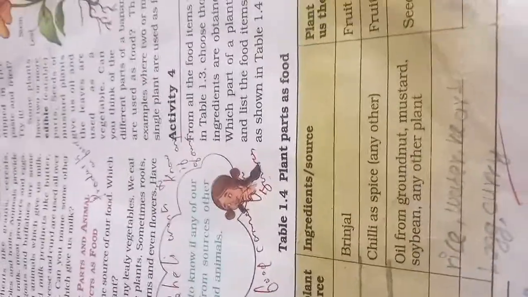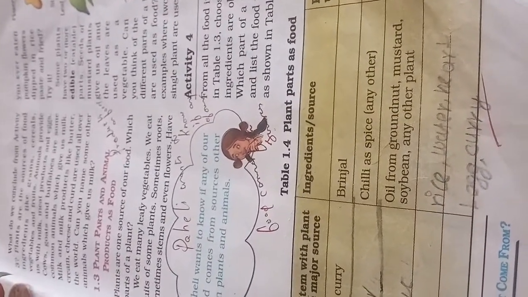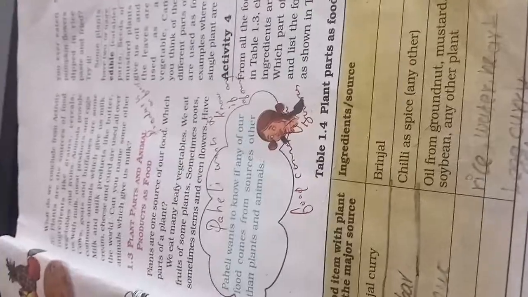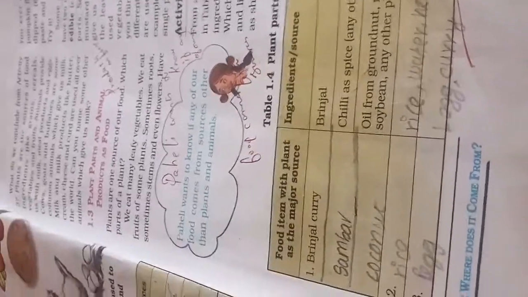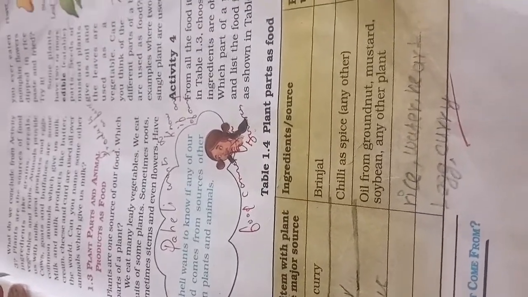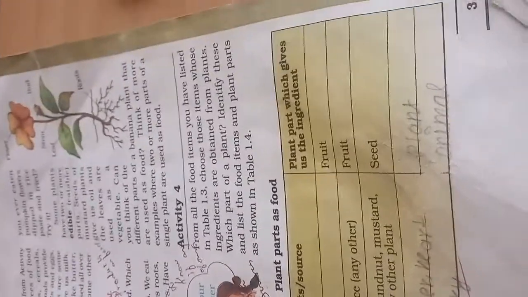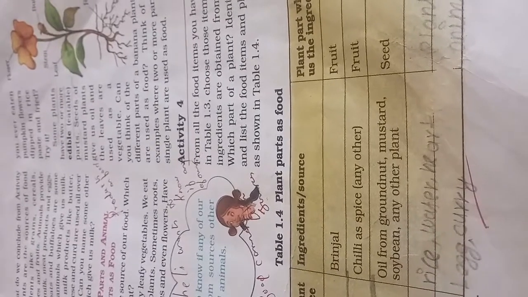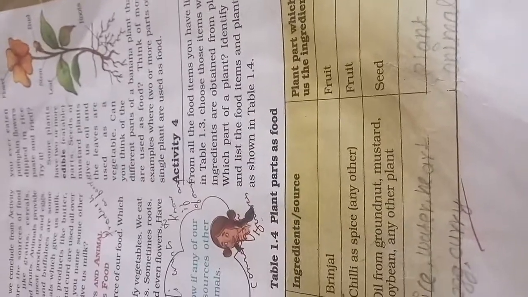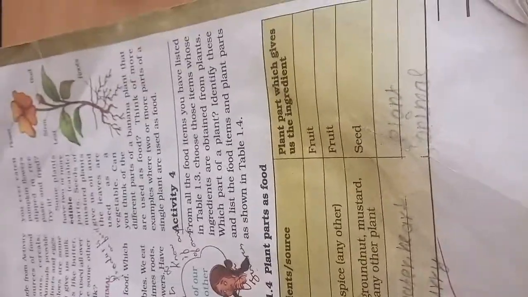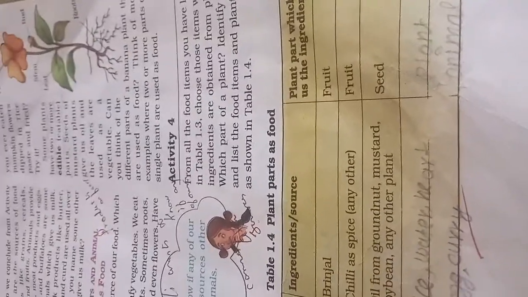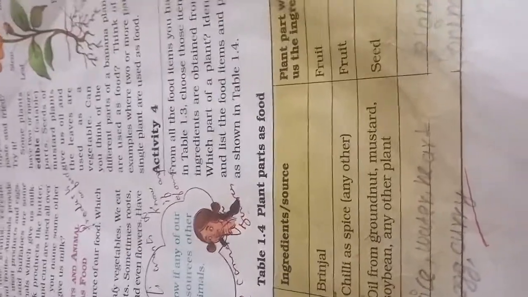For another example, your mother prepared chapati and chana masala. What ingredients are needed for chapati? Wheat, water and salt are very important. Where do we get wheat? Definitely from a plant source only, particularly the seeds. Water and salt are also available.